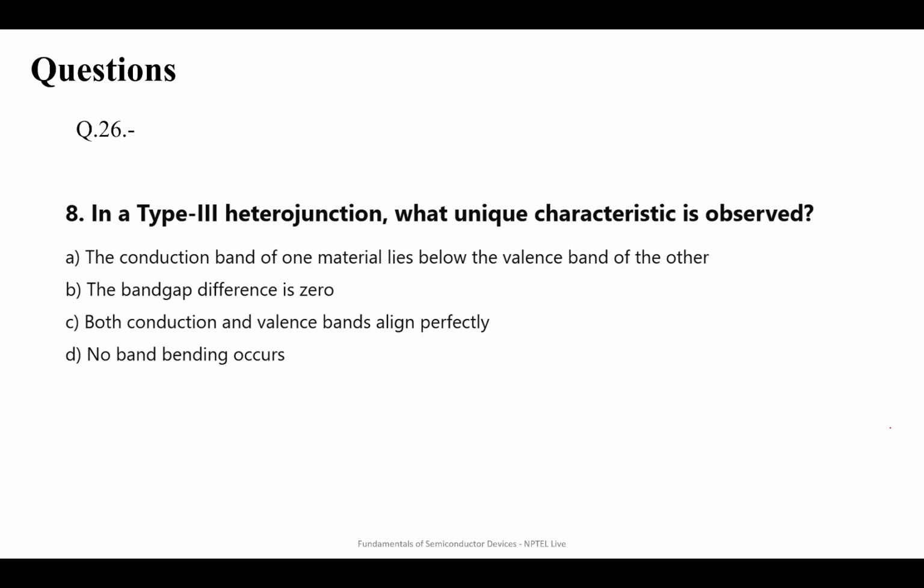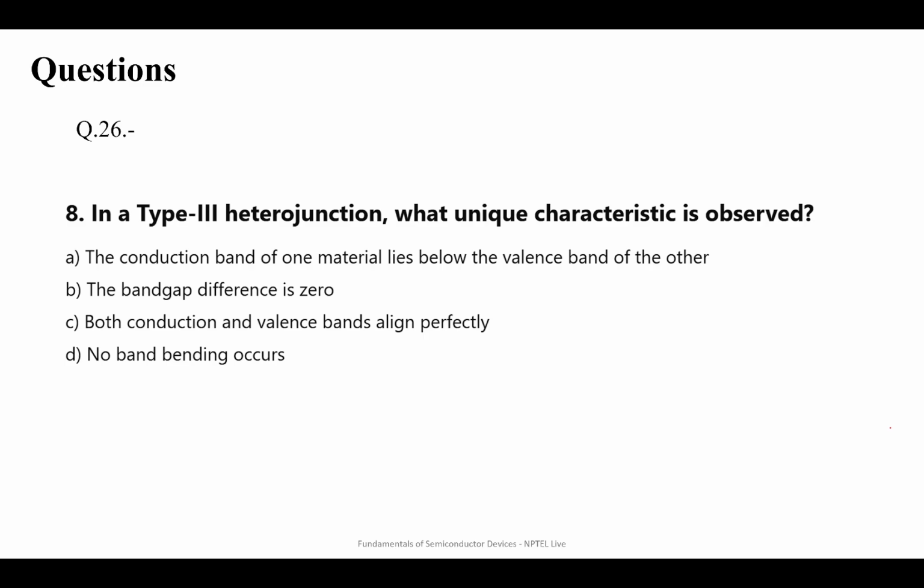In a type 3 heterojunction, what unique characteristic is observed? The conduction band of one material lies below the valence band of the other. The band gap difference is 0. Both conduction and valence bands align perfectly. No band bending occurs. Sir, band gap difference is 0. That is not true.